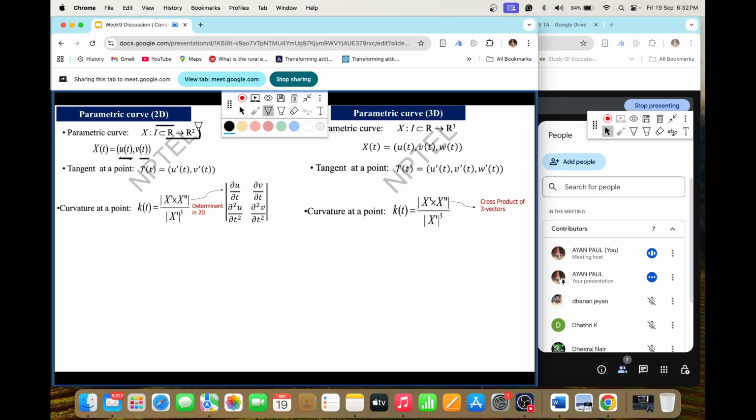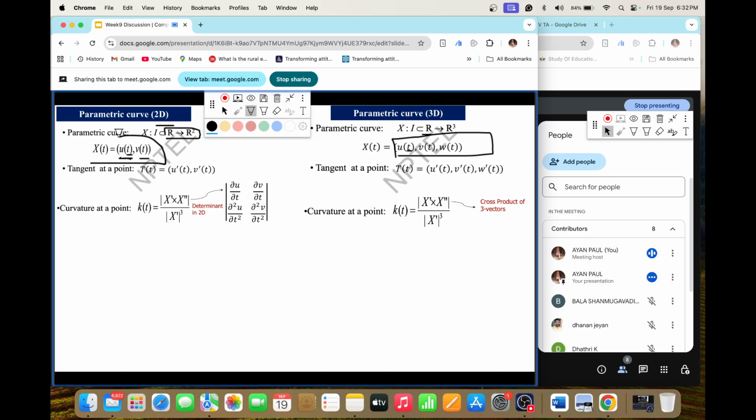We write it as R to R squared. R is the parameter t, and R squared means u as a function of t and v as a function of t. In a 3D curve, we write it as R to R cubed. R again means the same single parameter t, and we have three coordinates: u as a function of t, v as a function of t, and w as a function of t. So that is the equation of the parametric curve in 2D as well as 3D form.